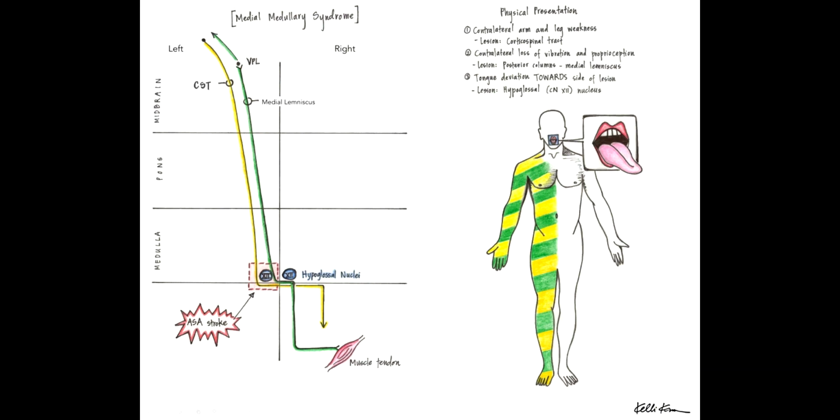All right, so a left medial medullary syndrome, the tongue points to the left, but all the motor and sensory deficits are on the opposite side of the body. And remember, that's our classic feature for any brainstem syndrome: ipsilateral cranial nerve deficits, contralateral motor and sensory deficits.